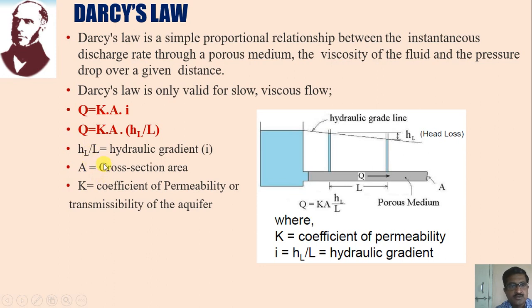Okay. So HL by L is nothing but the hydraulic gradient. A is the cross sectional area. K is the coefficient of permeability or transmissibility of the aquifer.